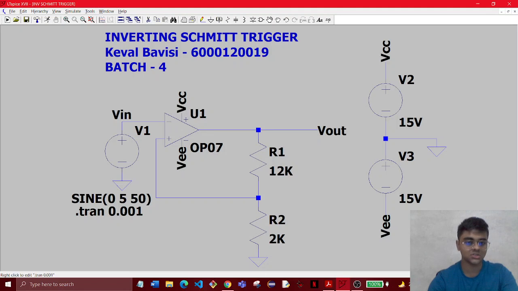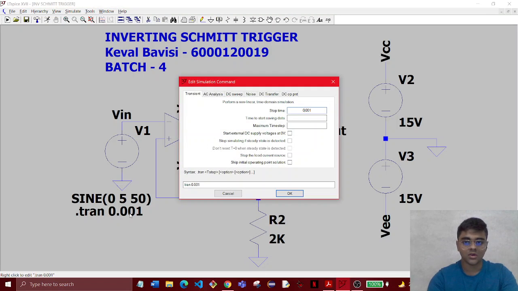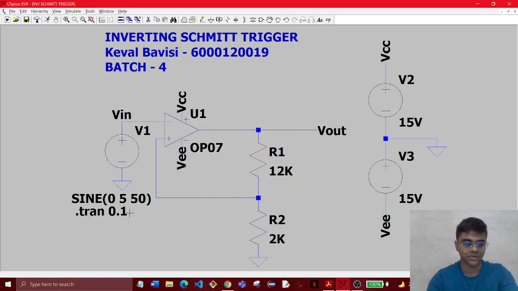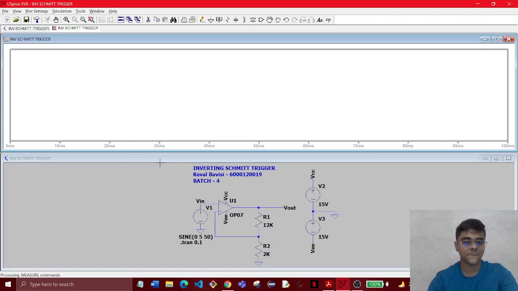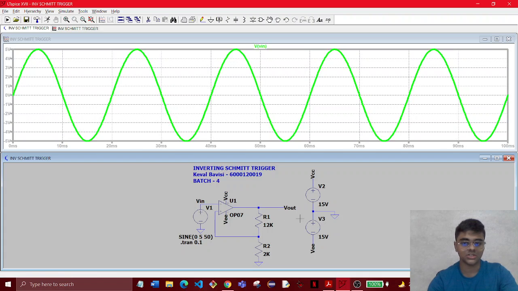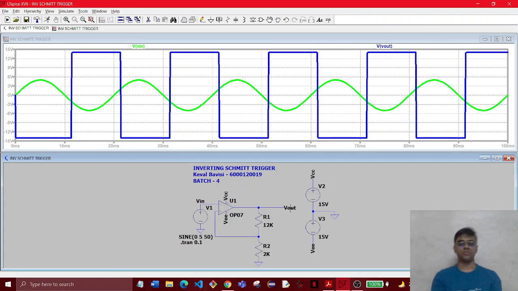So let's first check for a small frequency, 50 hertz, and let's change the transient time to 0.1. Yeah, so let's check this. We should get a very clean square wave at the output. Yes, which we are getting. So we can see that for the positive cycle of the Vin we get a negative Vsat, and for the negative cycle of the Vin we get a positive Vsat.